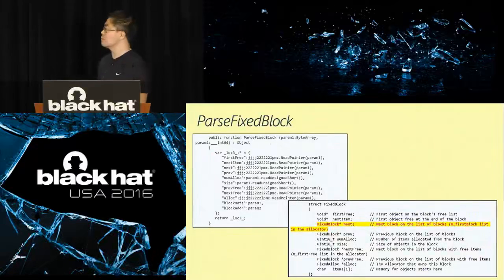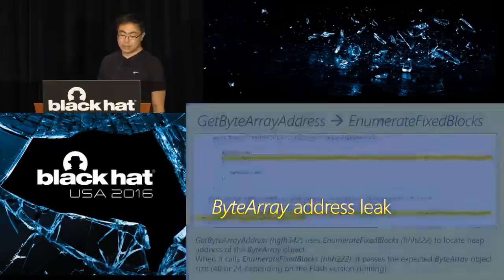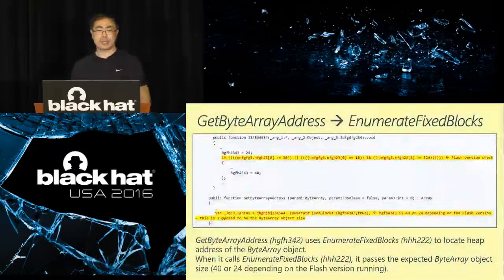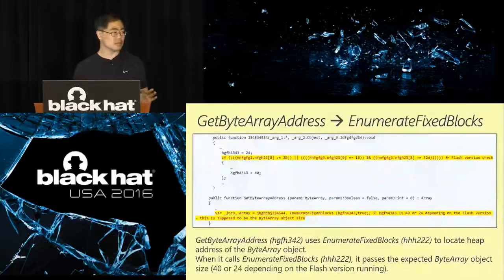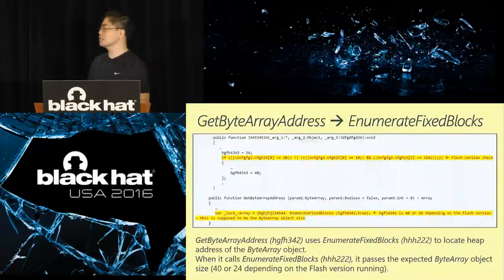So the parse fixed block on the left side is the exploit, and on the right side is the source code from AVM Plus. And it looks like they just copy and pasted everything from there. Using this technique, they can do a lot of various things. They can locate various internal objects, but they can also leak some objects they created. And one of the techniques they are doing is that if they have a byte array object, they can locate the exact virtual address of the raw data.